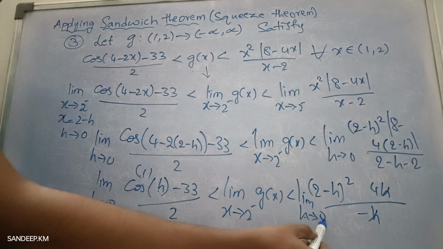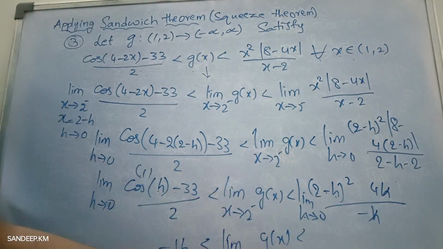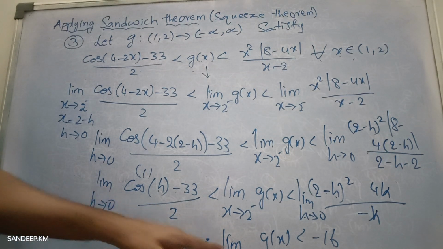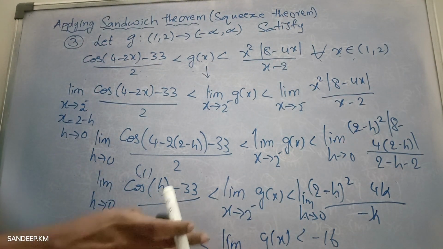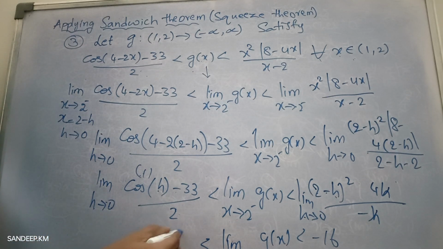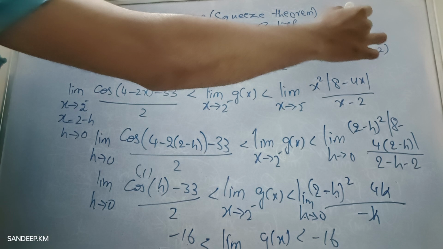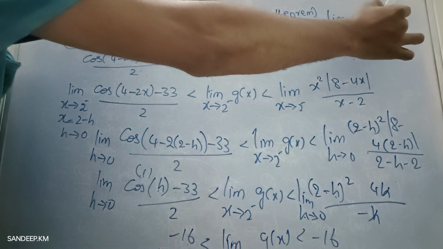Next, you can substitute h as 0. 2 minus 0 is 2. 2 square is 4. 4 into 4, 16 with minus sign. So, minus 16. So, therefore, the limiting value of g of x is sandwiched between minus 16 and minus 16. So the limiting value of g of x when x approaches 2 minus is sandwiched between minus 16 and minus 16. Therefore, what is the answer, dear students? Therefore, limit x approaches 2 minus g of x is equal to minus 16.